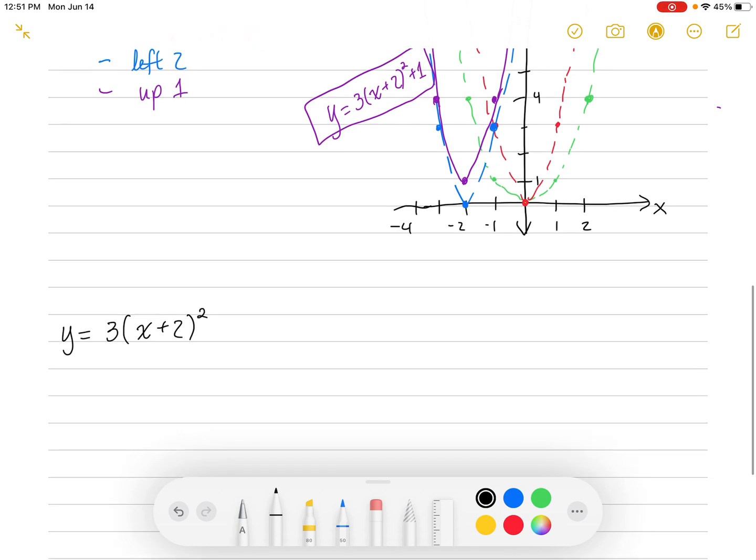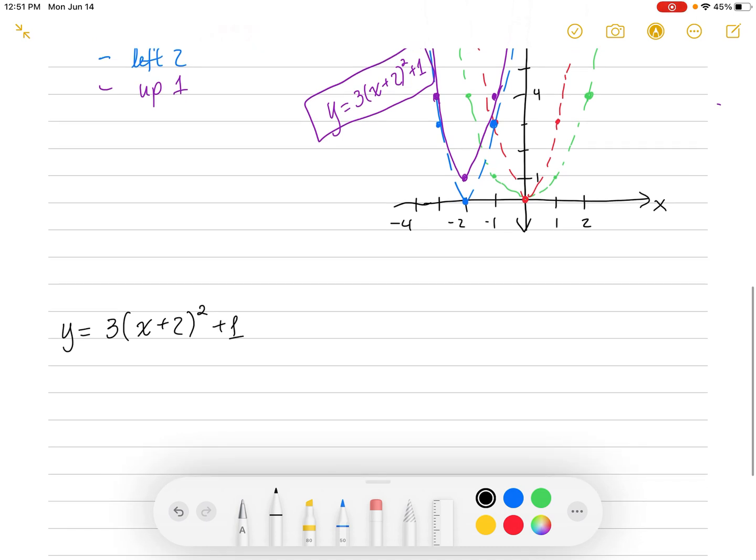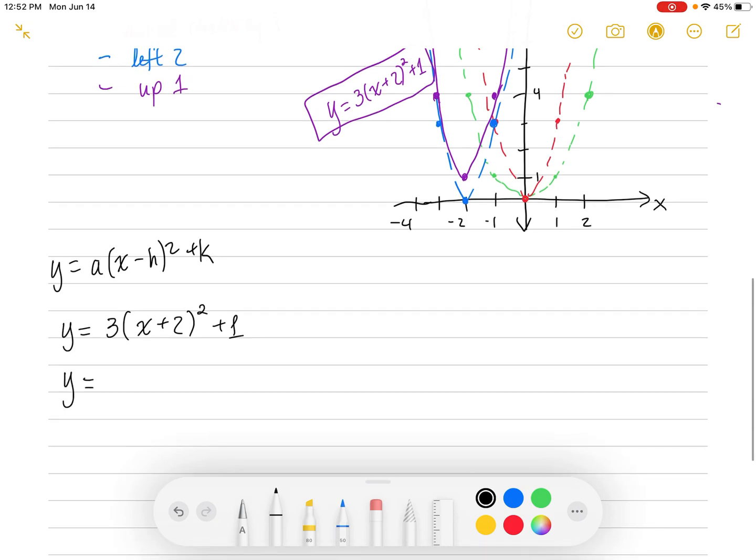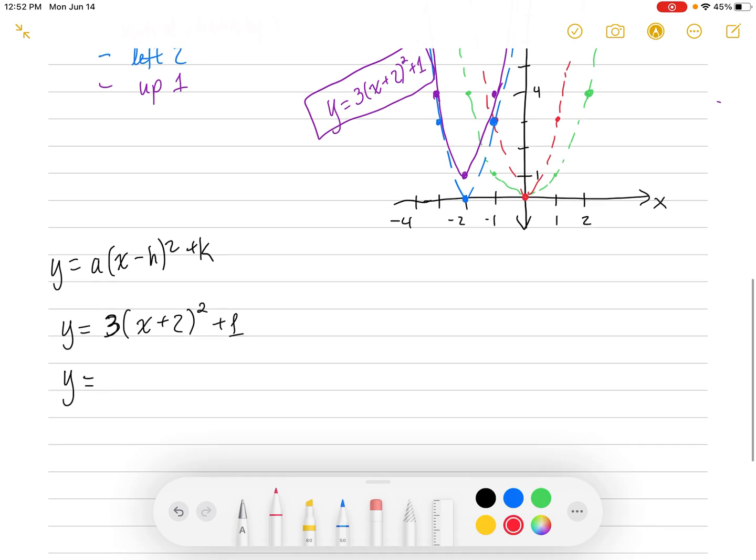So you've got y equals 3 times x plus 2 squared plus 1. Remember, the vertex form is y equals a times x minus h squared plus k. So what we're going to do is rewrite what we have. We're going to leave the 3 out front. The 3 here, I'm going to make that red. 3 is going to be a.